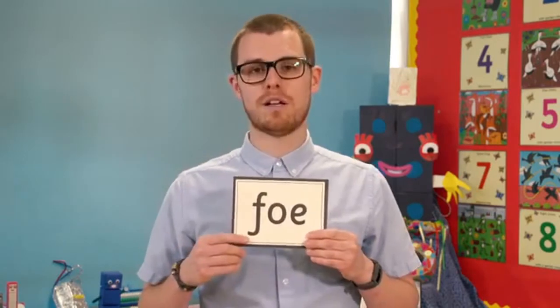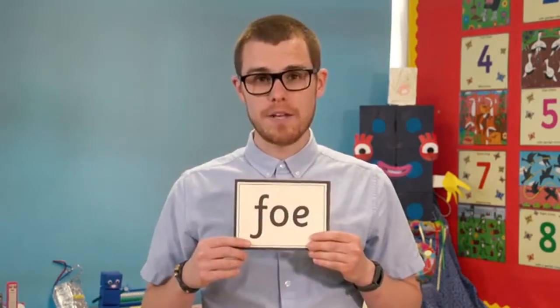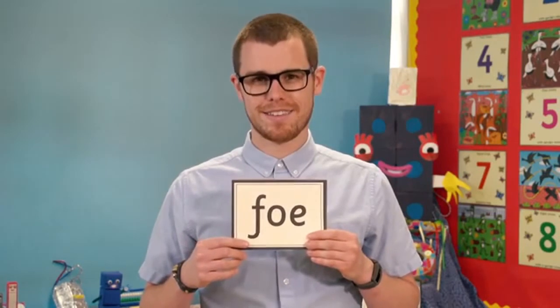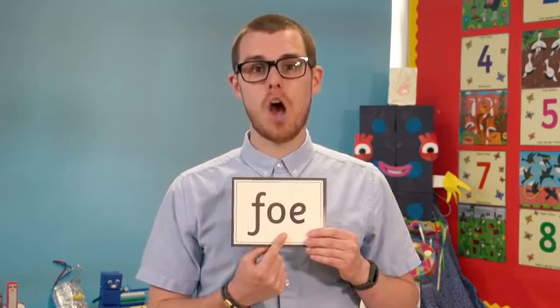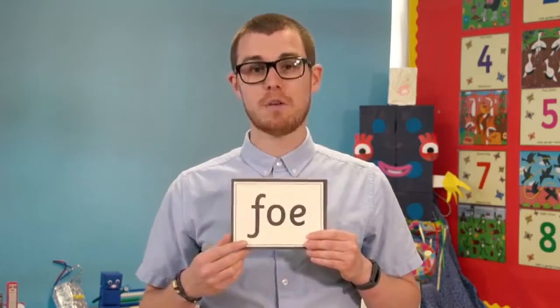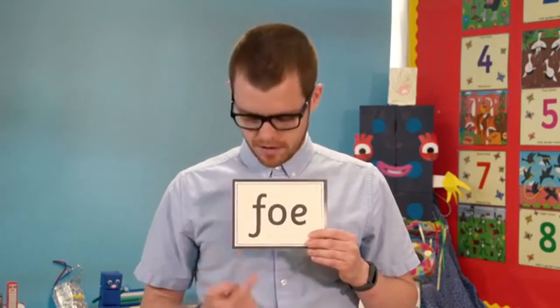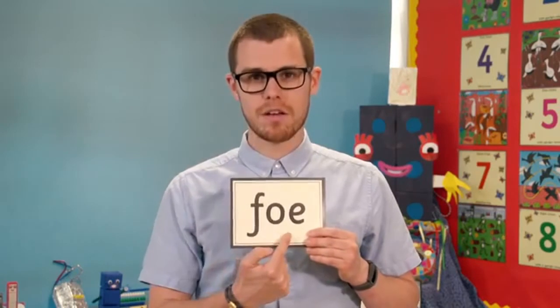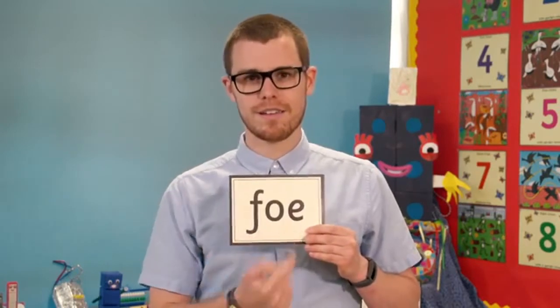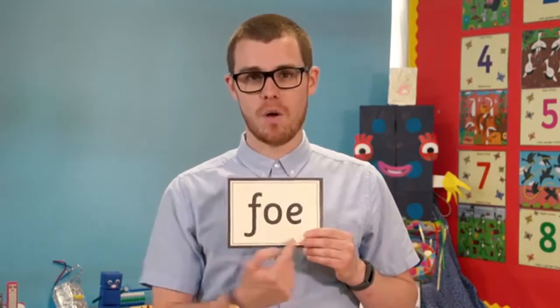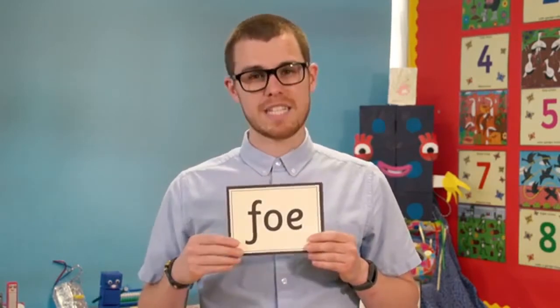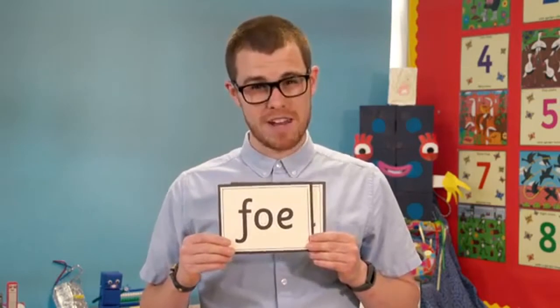What about this word? Can you spot the digraph? That's right. The digraph is O. Now sound out and blend. F-O. Foe. A foe is somebody who is not your friend.